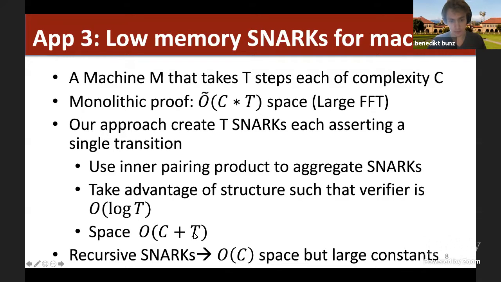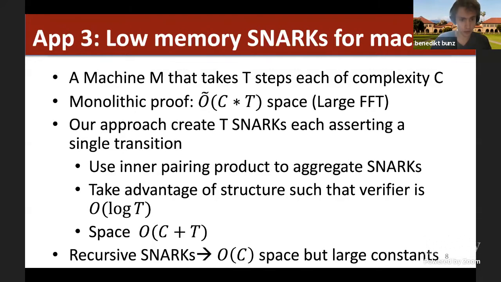C plus T. So it's O of T because you need to store all the intermediate proofs, one for each step, but it's not the product of C times T, because you don't need to keep the entire internal state of the machine around, because at every step you compress it using an individual SNARK.